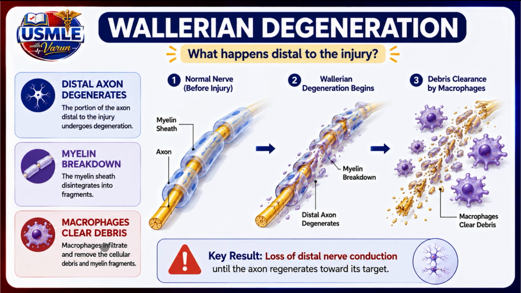Finally, there is clearance of the debris by macrophages. So macrophages infiltrate and remove the cellular debris and myelin fragments. So loss of distal nerve conduction until the axon regenerates towards its target is the key result.